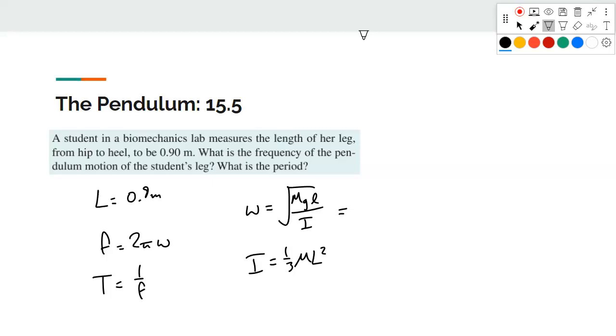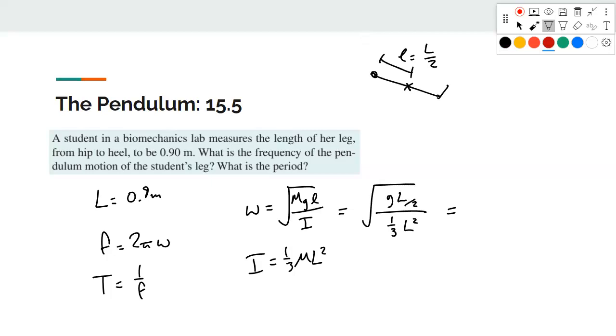Okay, and so we can plug that in and we get that omega. You can see the m is going to cancel. And so we just have g little l. But for a leg, if this is our leg and it's a uniform density, then the center of mass is just going to be halfway. So our little l is just going to be big L over 2. So we have big L over 2 over 1/3 big L squared. And then one of these factors of L is going to cancel. And we get square root of G over 2 times 3 is 6 L.